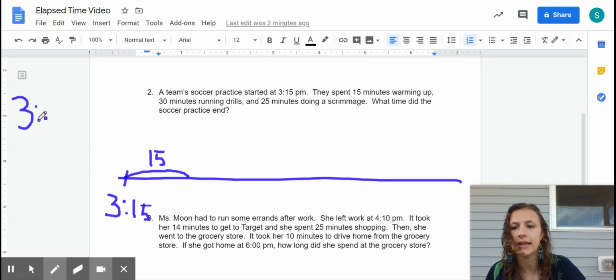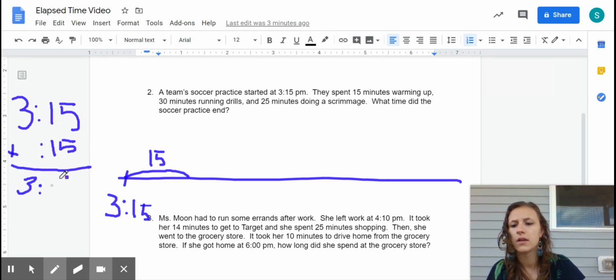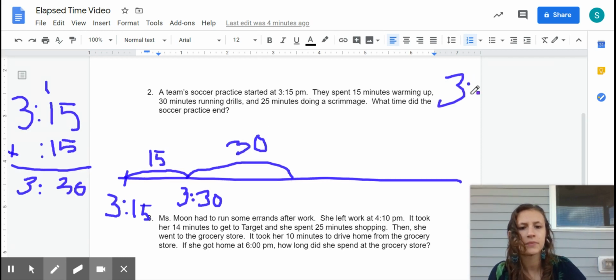We can also think of this as an addition problem. I'm adding 15 minutes. And so I would then get 3:30 because 15 plus 15 gives me that 30. All right, so now I'm at 3:30. I'm now going to do 30 minutes running drills. Okay, so if I go 30 more minutes, we can again show this over here. So I'm at 3:30 and I'm going 30 extra minutes.